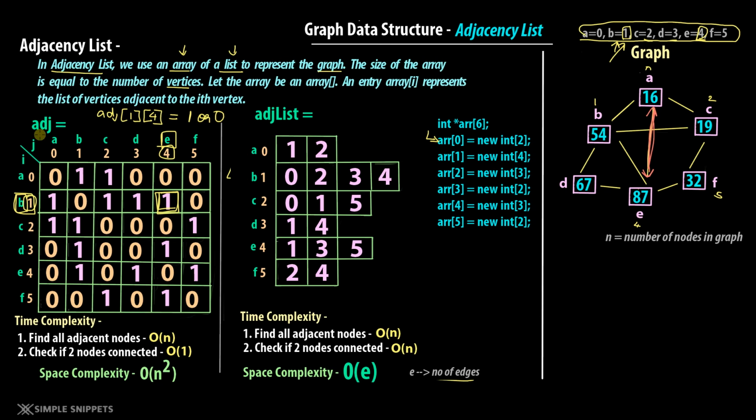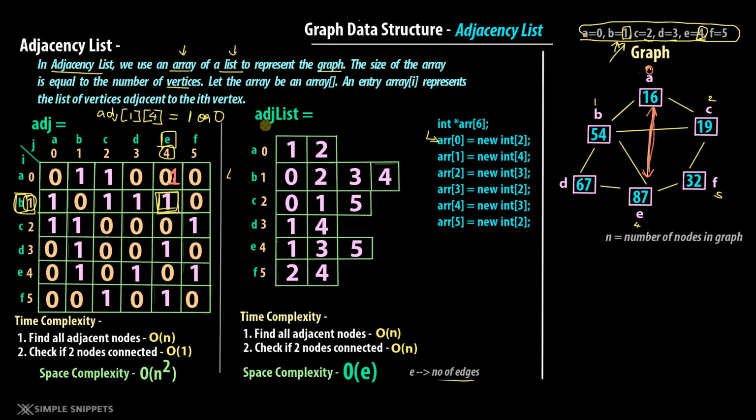When it comes to adjacency matrix, you simply have to go to the index of A, which is 0. So 0th row, and E is 4. So fourth column, and this 0 you simply have to make it 1. Correct? So whenever a new connection happens in adjacency matrix, it is easy to make that change.